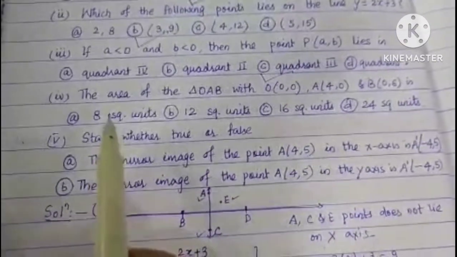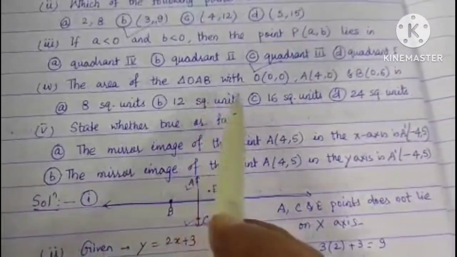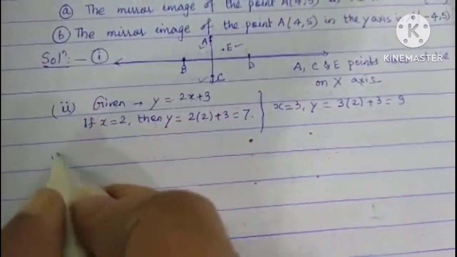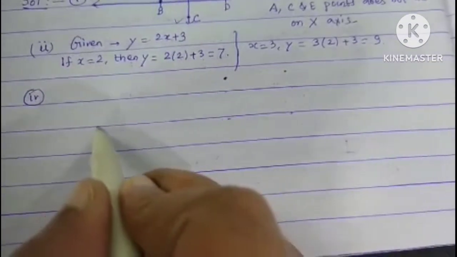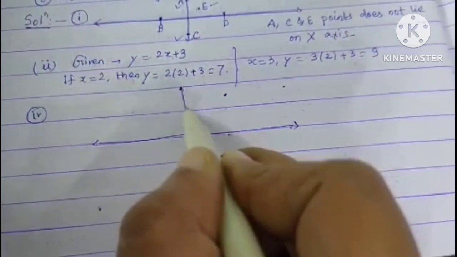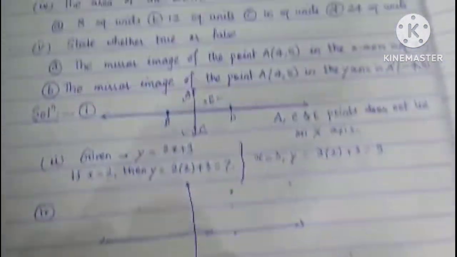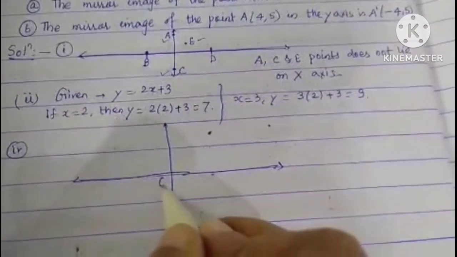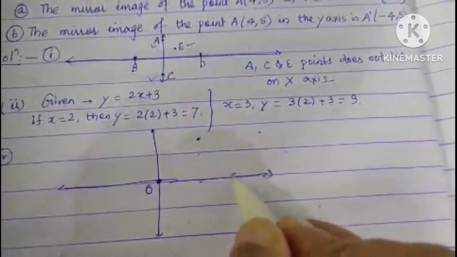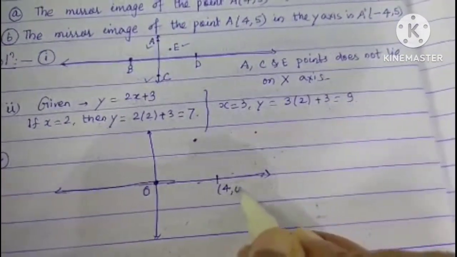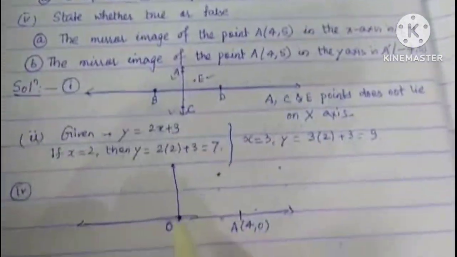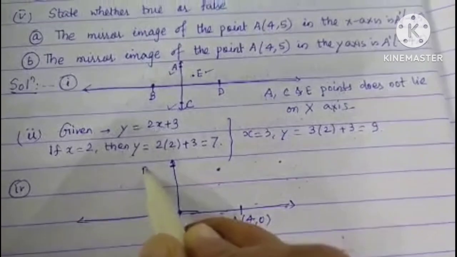Okay, now the fourth one, the area of the triangle OAB, with the coordinates given. Let us solve this one. Let us suppose this is the x-axis, and this is the y-axis. The points are: O is the origin, so it is here. Point A is (4, 0). Point B is (0, 6), so point B will lie somewhere here.